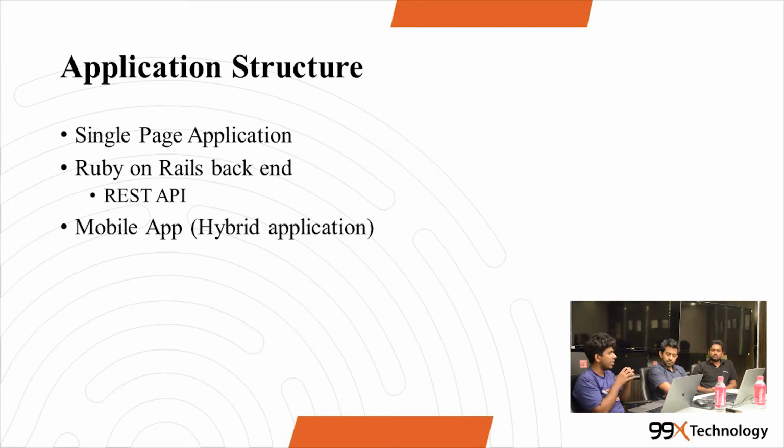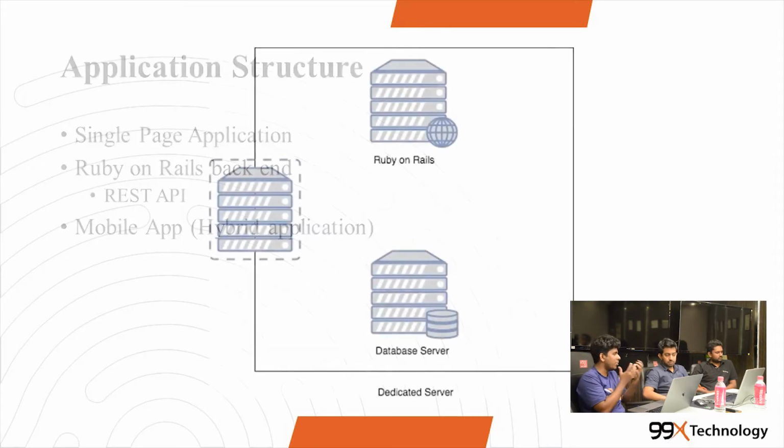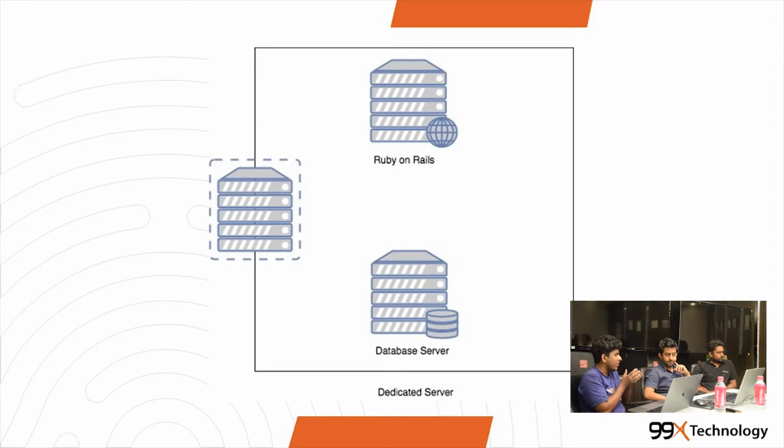Later on we introduced a mobile application, which was a hybrid mobile application. To cater to that, we introduced a REST API on the Ruby on Rails application. But then again, all the service components were bundled up together, so there was no separation in these services. If we look at how we deployed our service, we had just a single dedicated server hosted in Norway. On the same server, we hosted a Ruby on Rails virtual machine and the database server, which was a MySQL server.